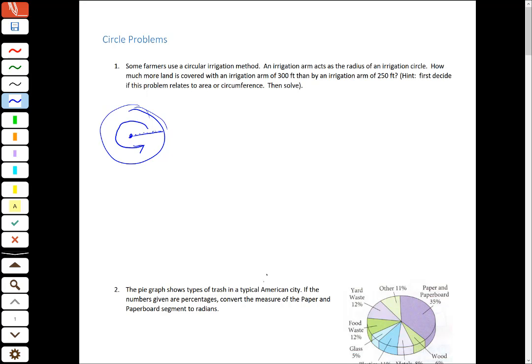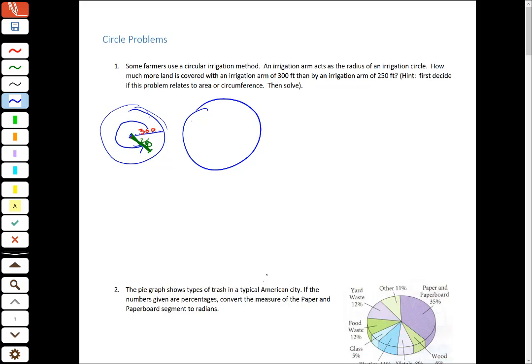Okay, so it says how much more land is covered with an irrigation arm of 300 feet, so that's this, right? Then an irrigation arm, let's say we had a different green one, a green one that only goes out this far, right? And that's 250 feet. So you have kind of two circles. This 300, like maybe this color coding is not working out.